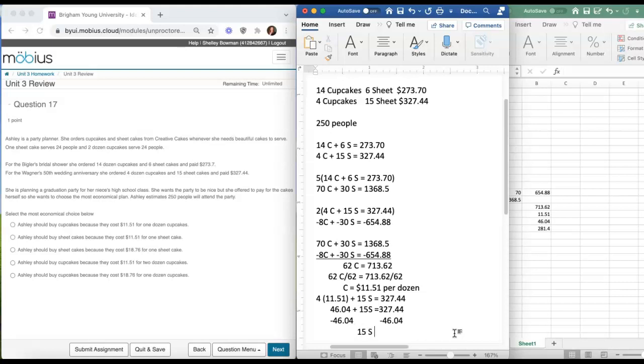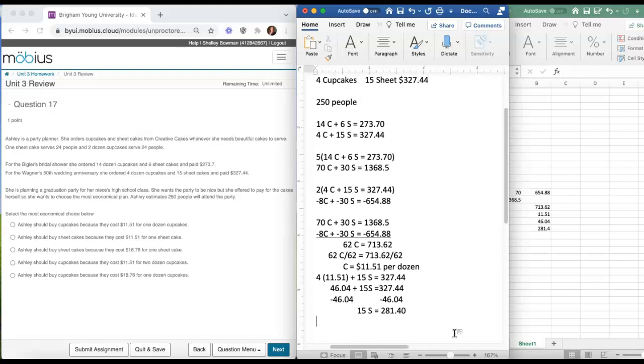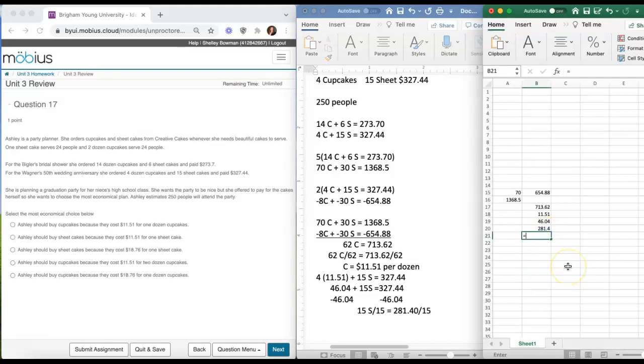15s equals 281.40 on the right hand side. And then to continue solving for s, we just divide both sides by 15. Divide by 15 so that the s is the only thing on the left hand side. So we've isolated it, and we can do that here. Equals, cell reference the 281 and divide by 15.